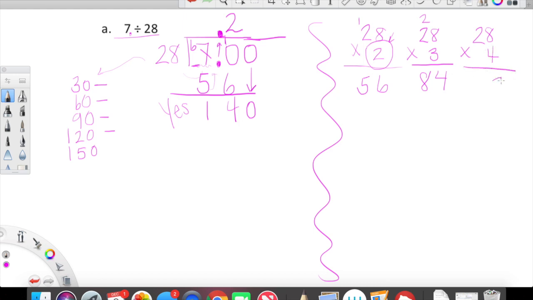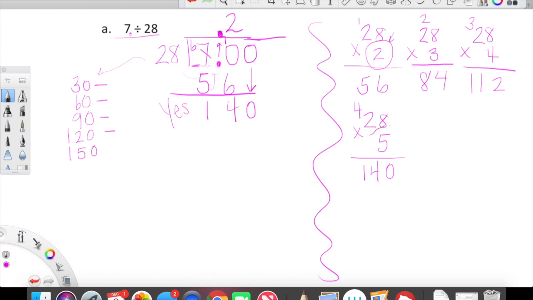8 times 4 is 32, and then we have 4 times 2 is 8, plus 3 is 11. That's pretty close, but I just want to be super sure that that is the number that we need. So we have 2, 3, 4, let's look at 28 times 5. 5 times 8 is 40, and then we have 5 times 2 is 10, plus 4 is 14.